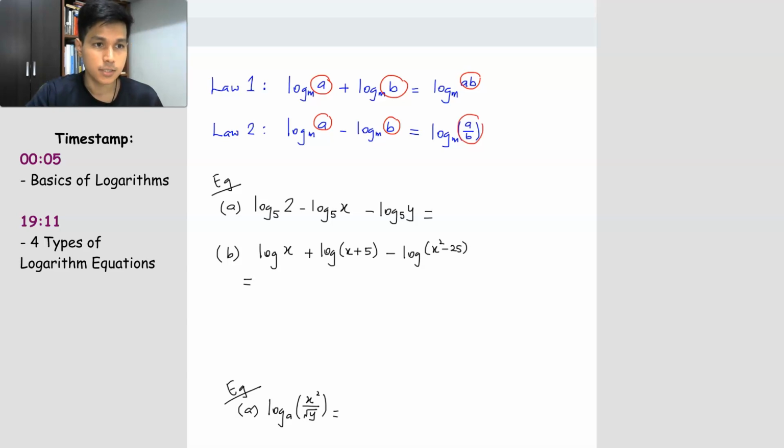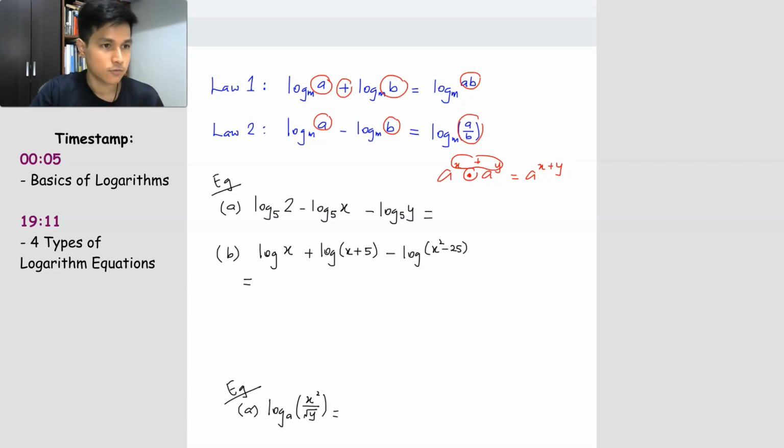This is the opposite of indices. In indices, you learned that when you have, for example, a power x times a power y, when it's multiply, you add up the power, so a power x plus y. But for logarithms, when it is plus, then you times. So it's totally opposite from the index form that we have learned.